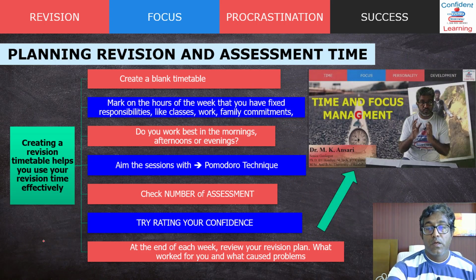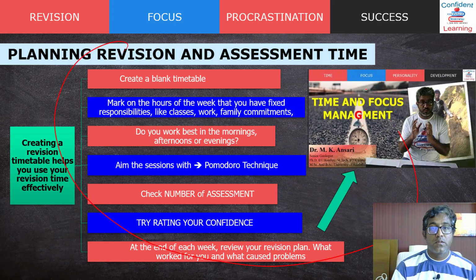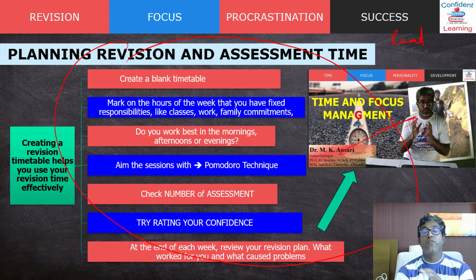Now all this will go with time and focus management also. I told you that whatever we do with revision will follow for reading also. You have to manage all this. The revision part will include creating a timeline, timetable. Even the timetable is for study also. Study means reading. You need to make a timetable for reading also, and at the end of the day you have to put a column for revision also. So this whole discussion will follow for revision as well as for reading.